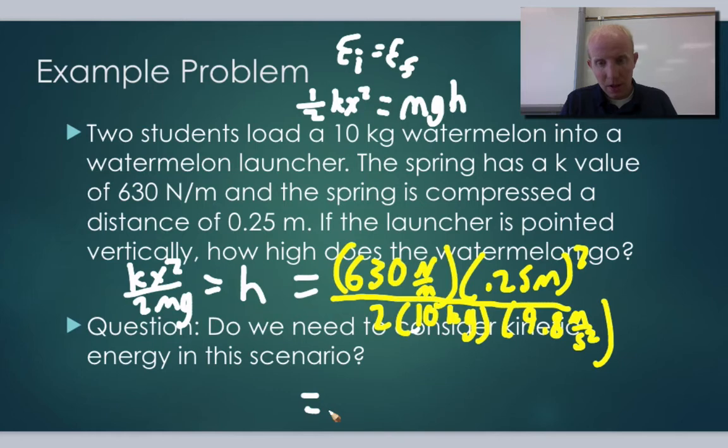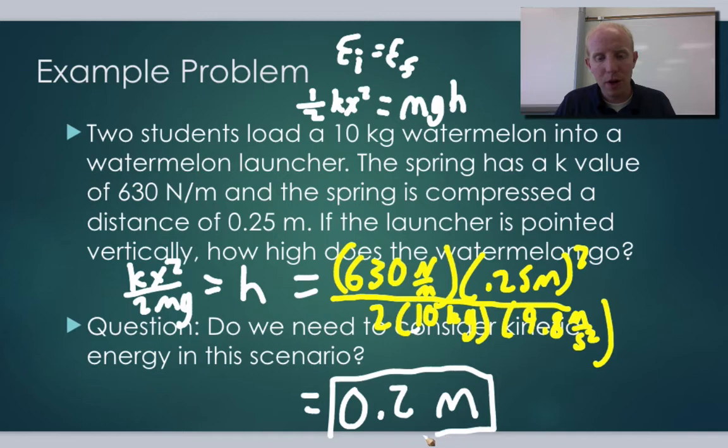And you should get that the height is 0.2 meters up. Okay, so not a whole lot, but there we go. But we solved this problem using just some simple energy conservation. We didn't care about its movement in the middle. All we needed was the fact that it started with spring energy and it ended with potential energy. That allowed us to solve this problem.